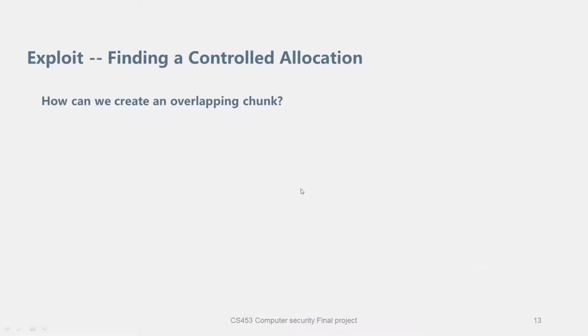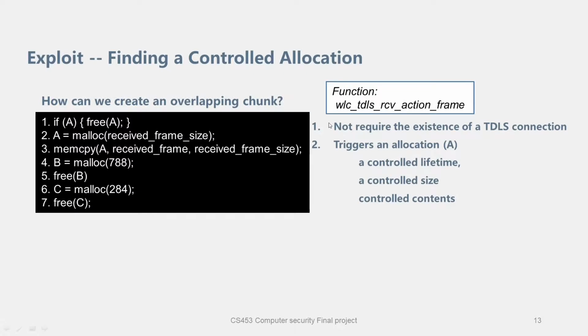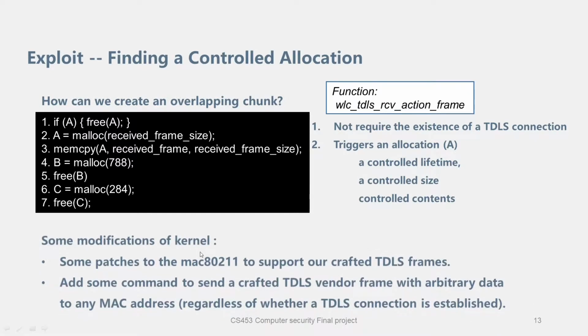Now we need to find some data structure relating to TDLS which could act as a good candidate for a controlled allocation. This function sends a tunneled probe request over the TDLS connection. It does not require the existence of a TDLS connection in order to be processed. More interestingly, it triggers an allocation with lifetime, size, and contents all in our control. Here we also have some modifications to the kernel to make everything work.